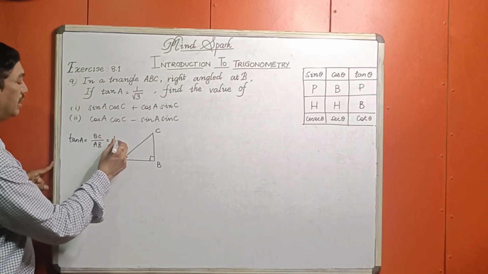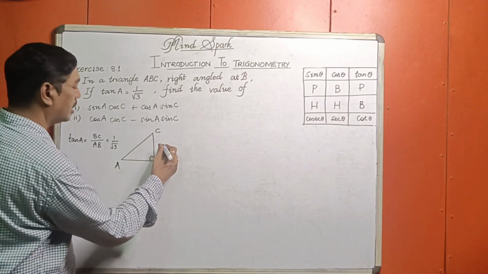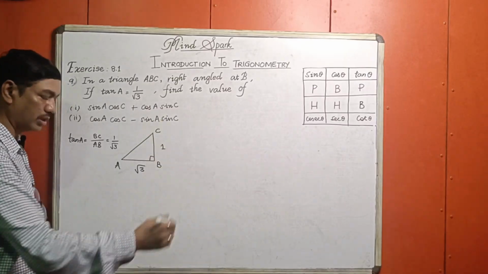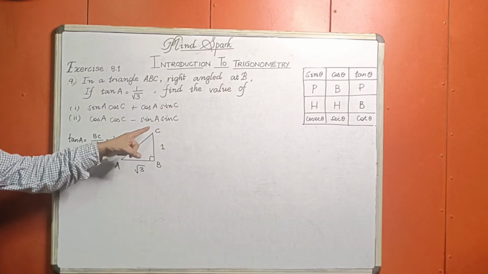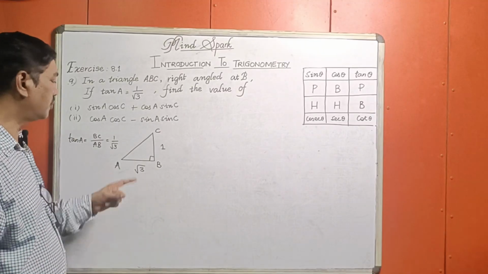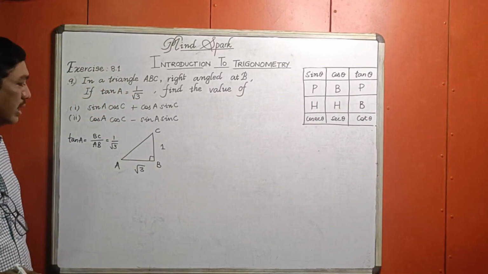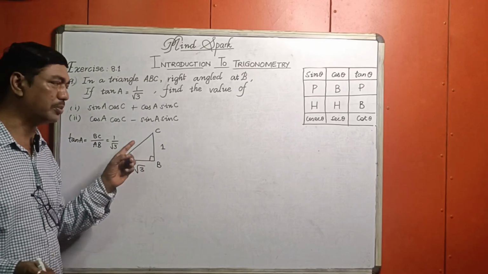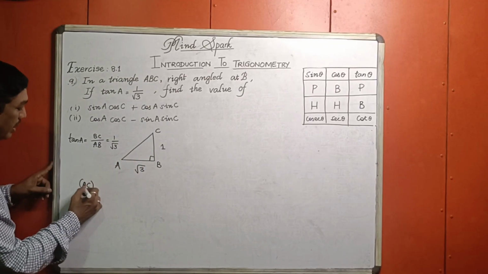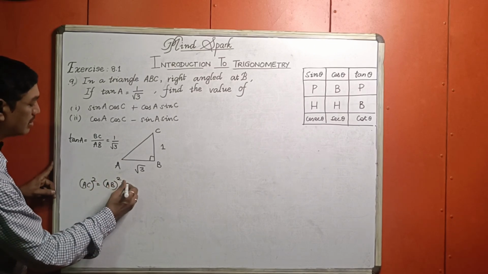Then what does it mean? In place of BC you can put 1, and in place of AB, you can put root 3. Is it clear now? And how to find this hypotenuse? You can apply the Pythagoras theorem. It states that in a right angle triangle, the square of the hypotenuse is equal to the sum of the squares of the other two sides. So AC square is equal to AB square plus BC square.